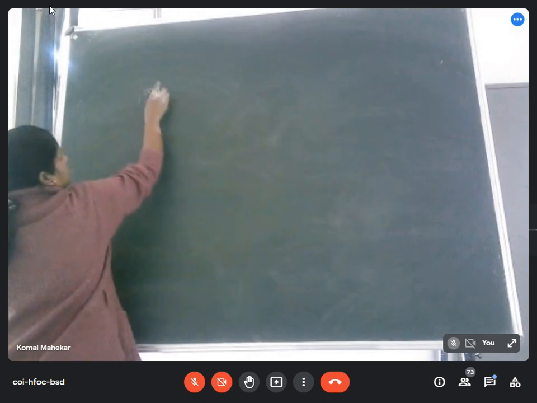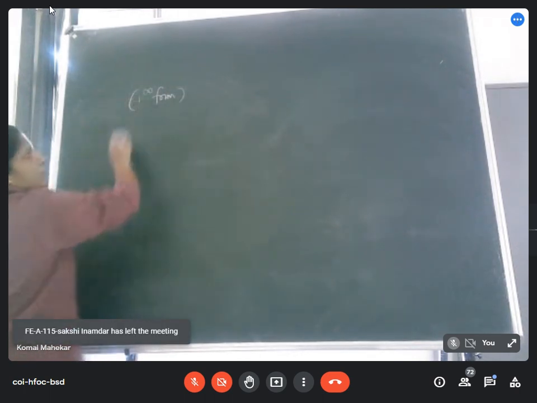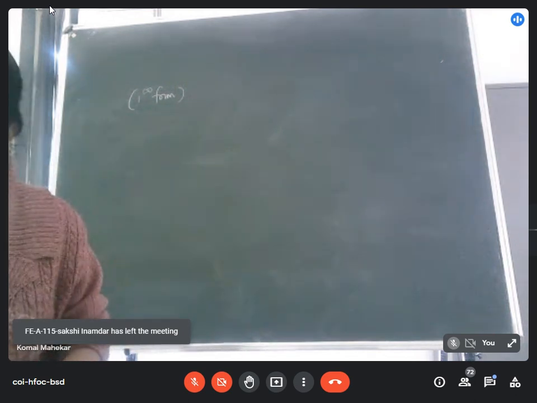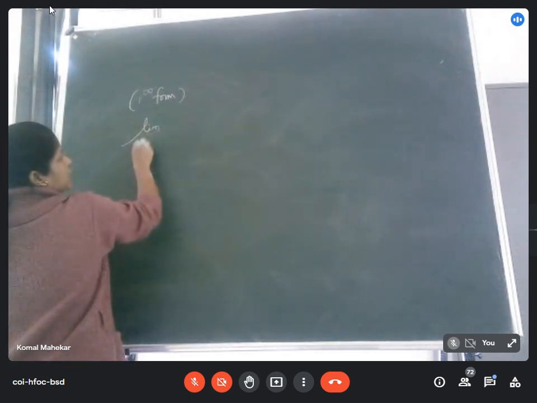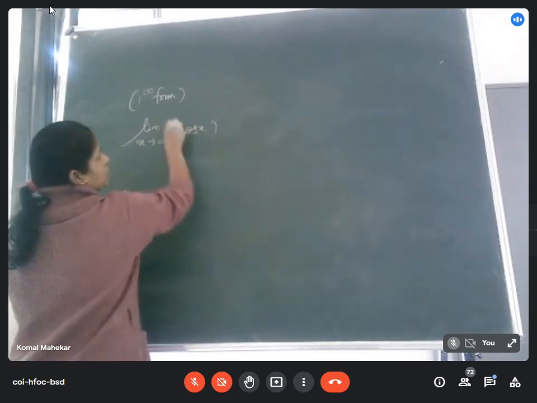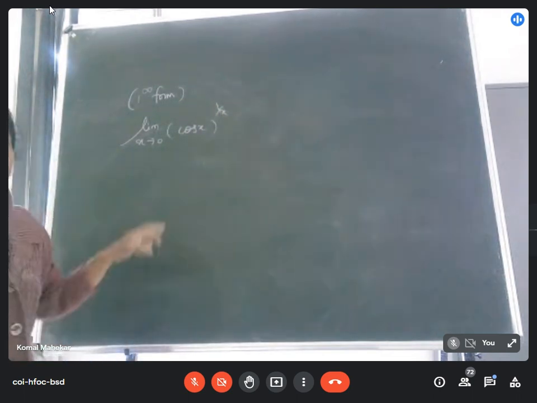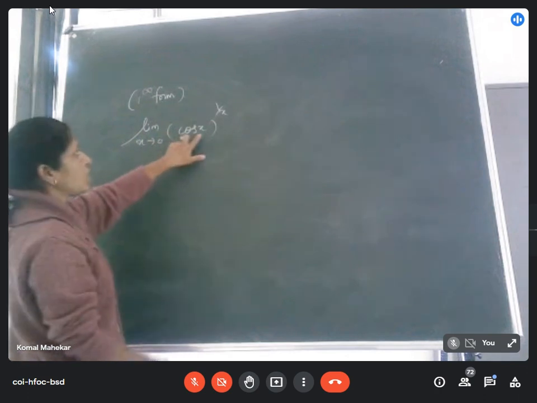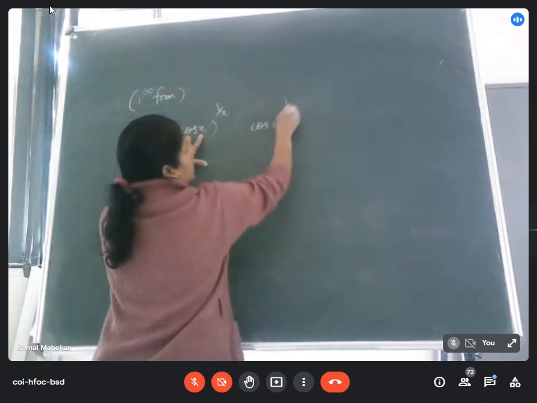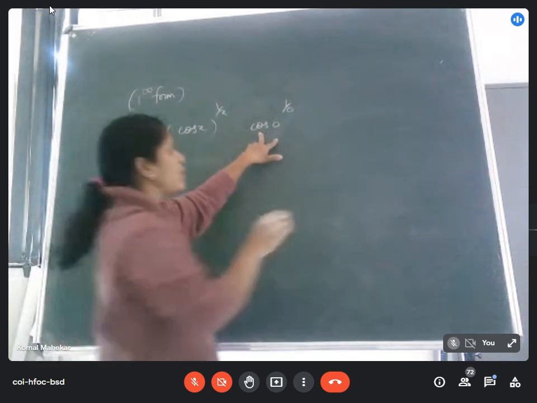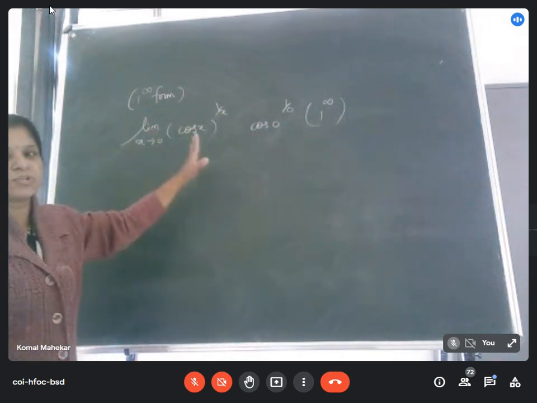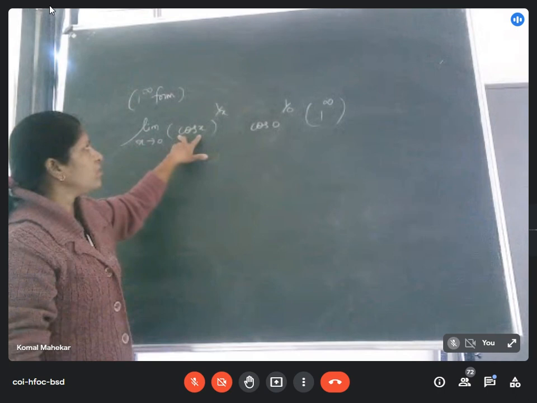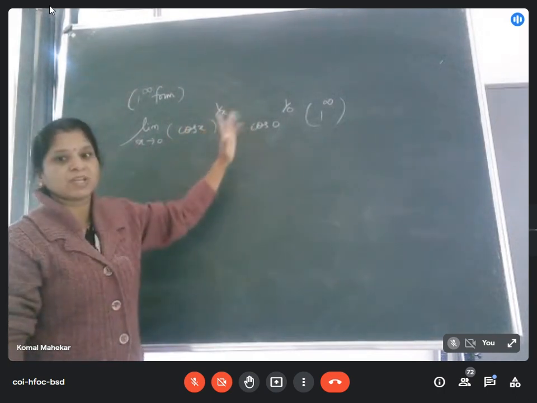Last problem, 1 raised to infinity form. Question is limit x tends to 0, cos x raised to 1 by x. Now in this, if you put x is equal to 0, this becomes cos of 0 raised to 1 by 0. What is the value of cos of 0? That is 1. And 1 by 0, that is infinity. So this is 1 raised to infinity form.